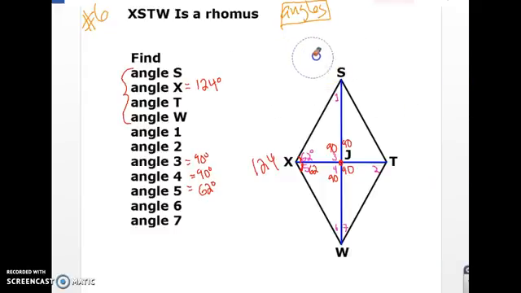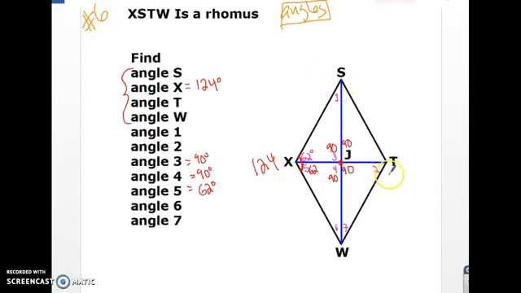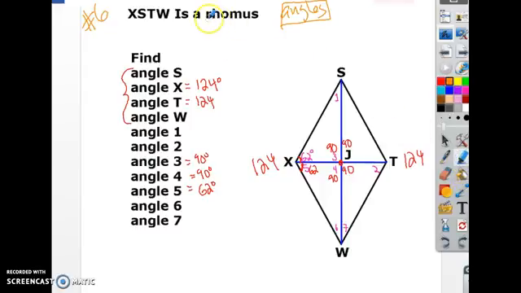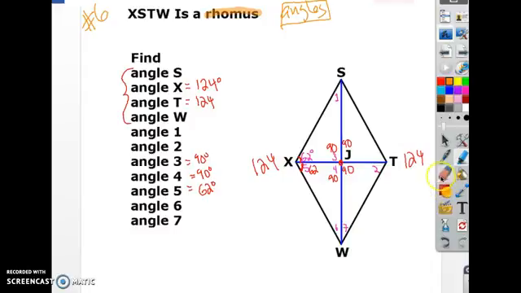Now, once we know what one of the large angles is, it's very easy to find the rest. A rhombus is a parallelogram, so we know that the opposite angles have to be the same. Angle T is also 124. And again, this is why it's so helpful that we have all of our property sheets out in front of us. We know this is a rhombus. If we have a property sheet, we can apply all the properties of a rhombus.